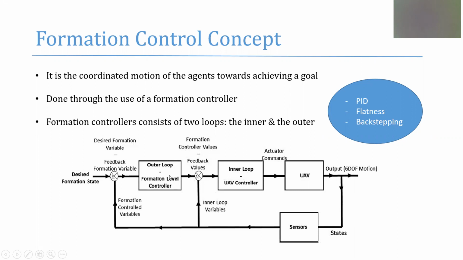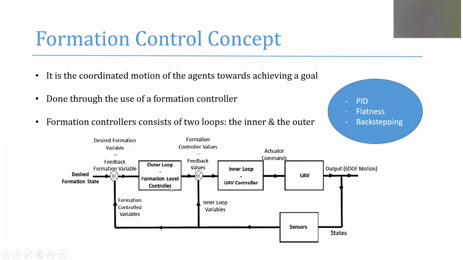So, in other words, the inner loop is responsible for the control of each agent in the formation, because when I want to control a formation of agents, each agent should be controlled and should be stable. So this is the responsibility of the inner loop. Usually we use, for example, PID controllers, flatness-based control, backstepping, etc.